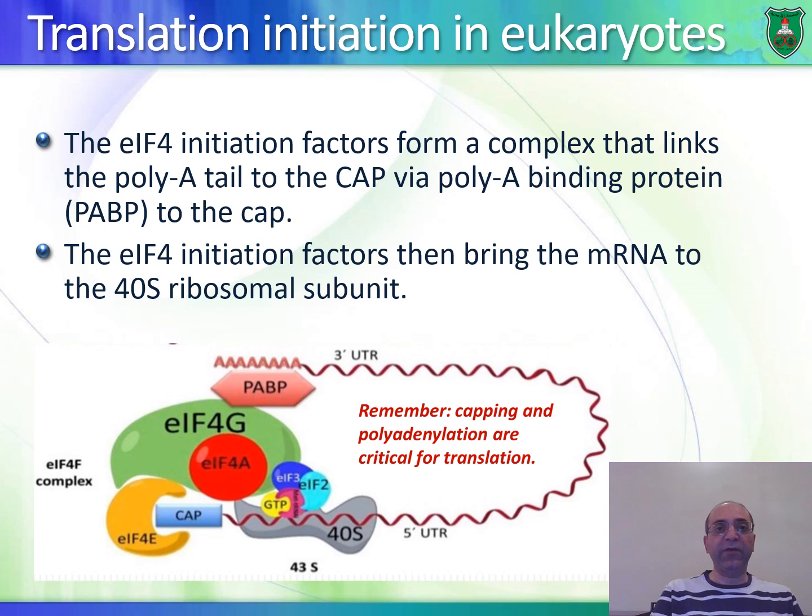So in eukaryotic cells, you have a group of initiation factors, known as eIF, E for eukaryotic, initiation factor. So it's a set of proteins. What these do is that they bind to the cap, and they help associate the cap to the poly-A tail. Remember how I said in the first lecture, or in the transcription lecture, that the poly-A tail is important for translation?